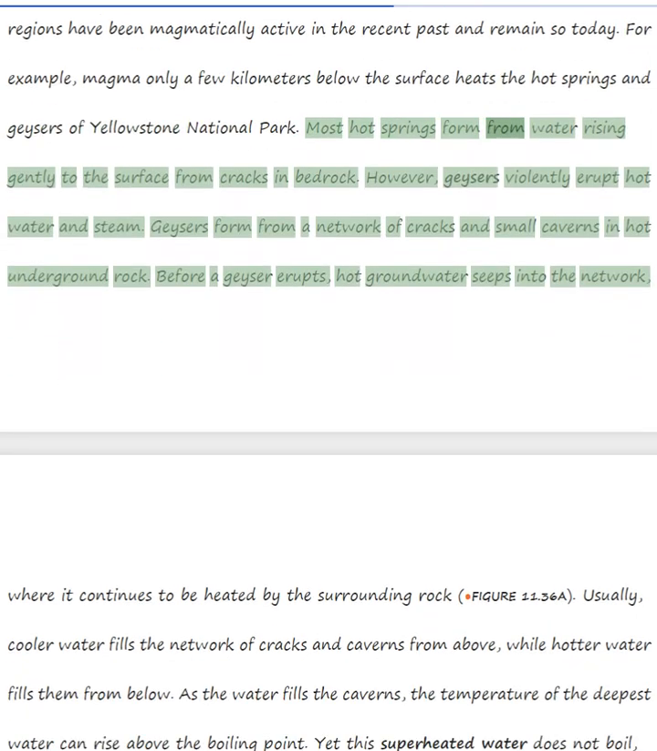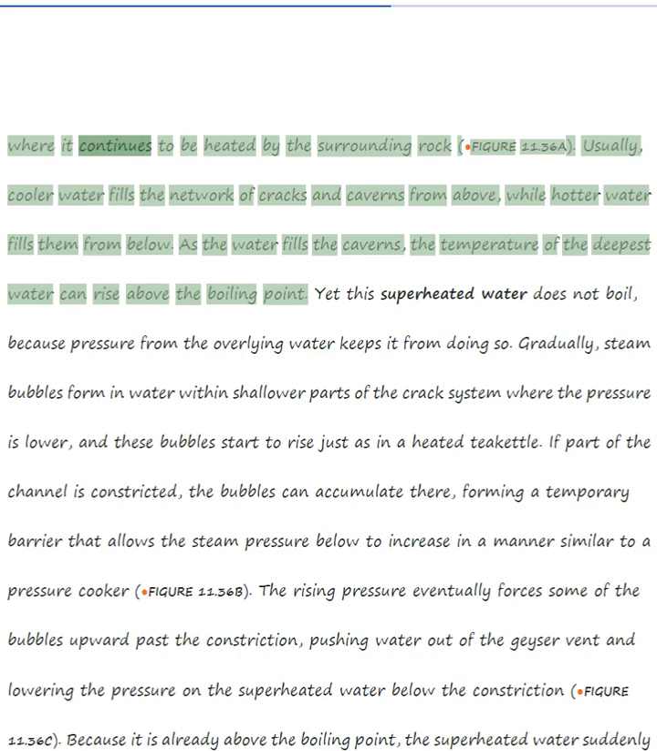Most hot springs form from water rising gently to the surface from cracks in bedrock. However, geysers violently erupt hot water and steam. Geysers form from a network of cracks and small caverns in hot underground rock. Before a geyser erupts, hot groundwater seeps into the network, where it continues to be heated by the surrounding rock.